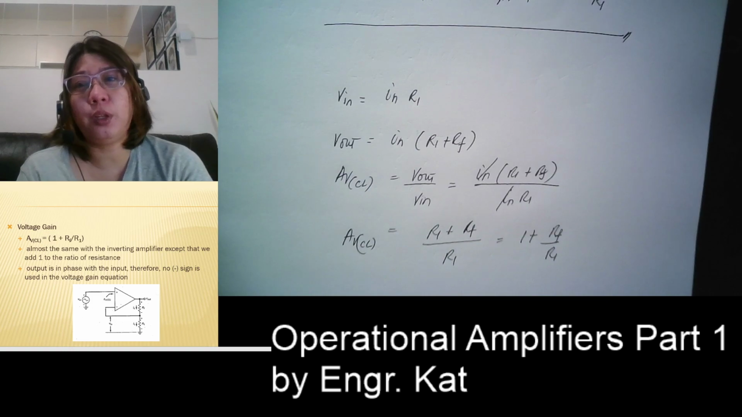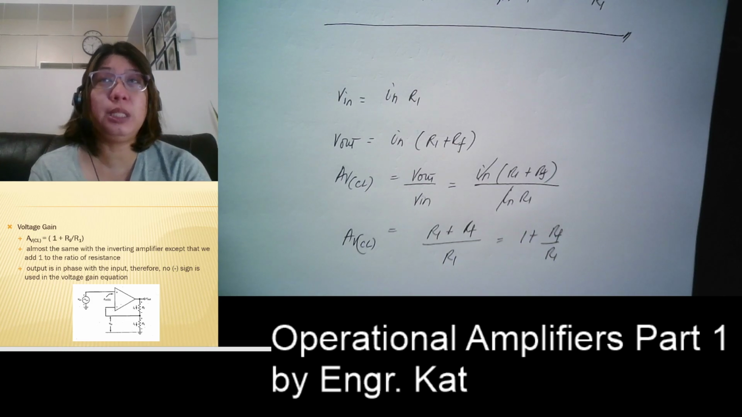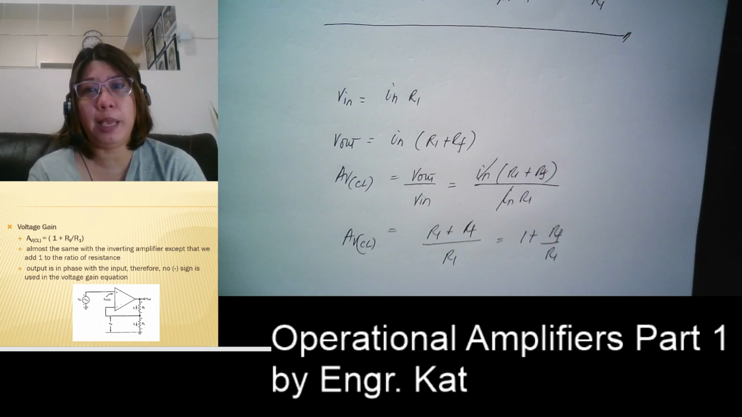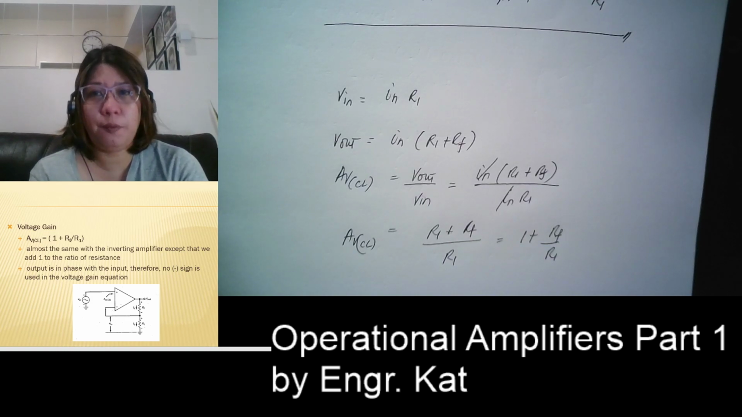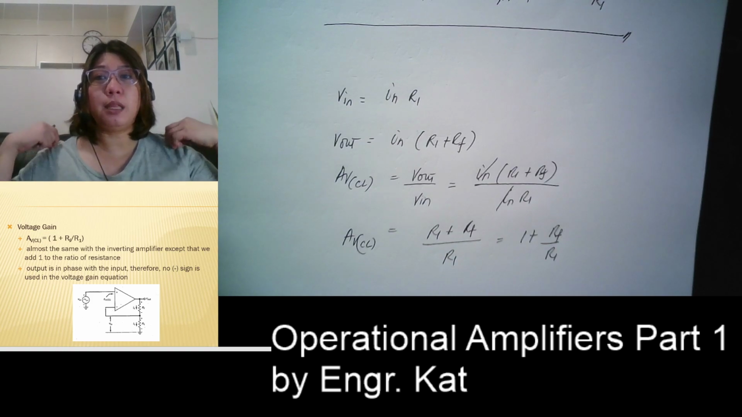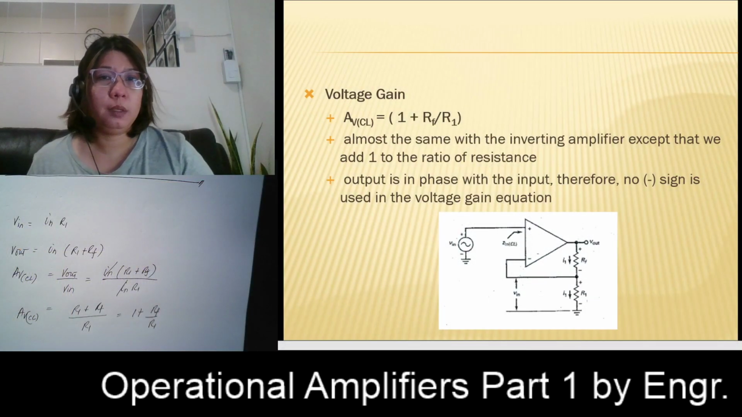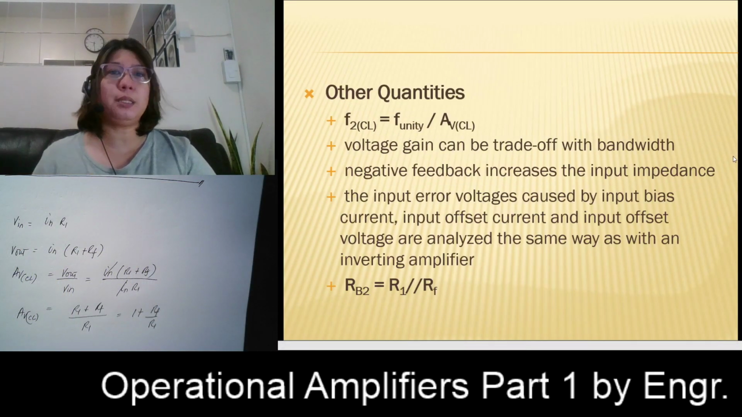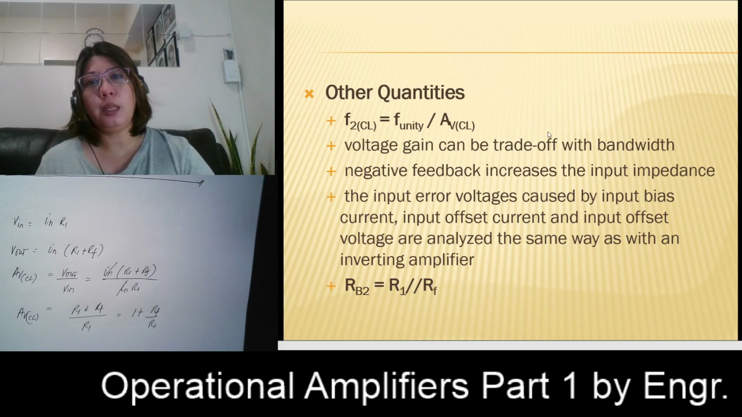So what is the counterpart of the non-inverting amplifier in our previous topics? Okay, so the non-inverting amplifier is like the common base configuration, because the common base configuration is capable of producing high voltage gain and it has no phase reversal. So the counterpart of the inverting amplifier is the common emitter configuration, and the counterpart of the common base is the non-inverting amplifier. Okay? So for the other quantities, it is the same. It is the same with what we have discussed in the inverting amplifier.